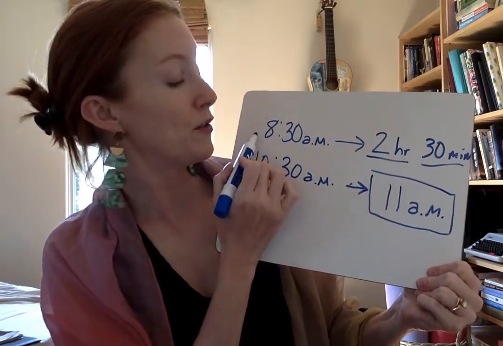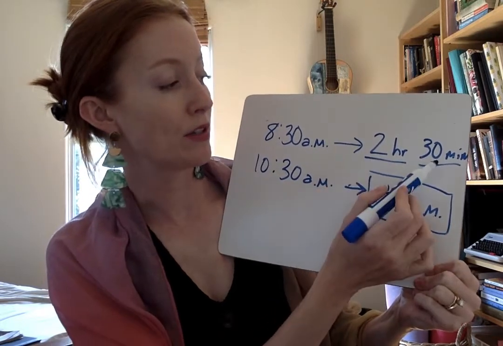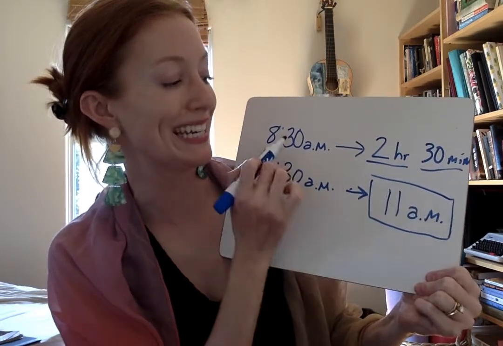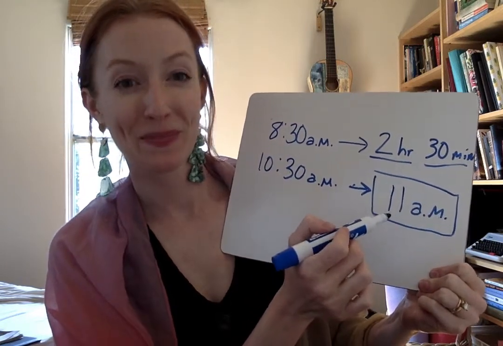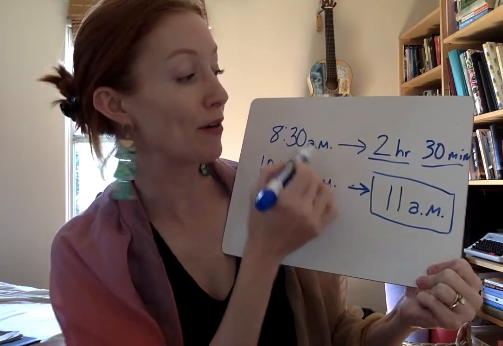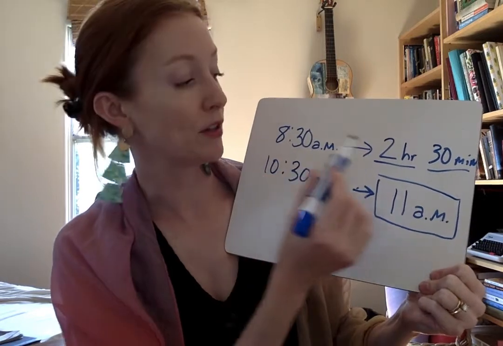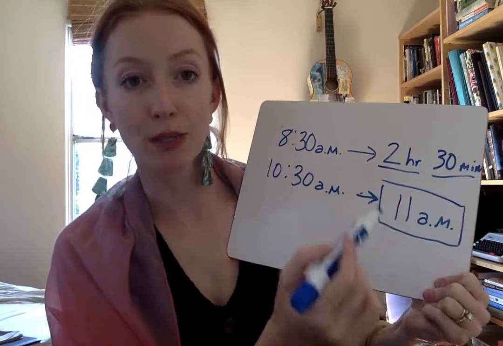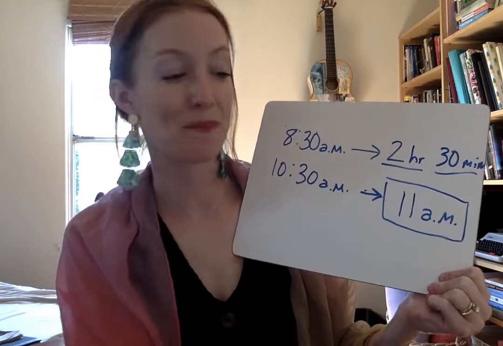So when you look here and you see 8:30 and 11, there's 2 hours and 30 minutes between these 2 times. Would you agree? So today you're going to be looking at some more example problems and figuring out how much time is in between and looking at it different ways. Is it 2 hours and 30 minutes away? Does it say 11 a.m.? Lots of different ways to tell time.